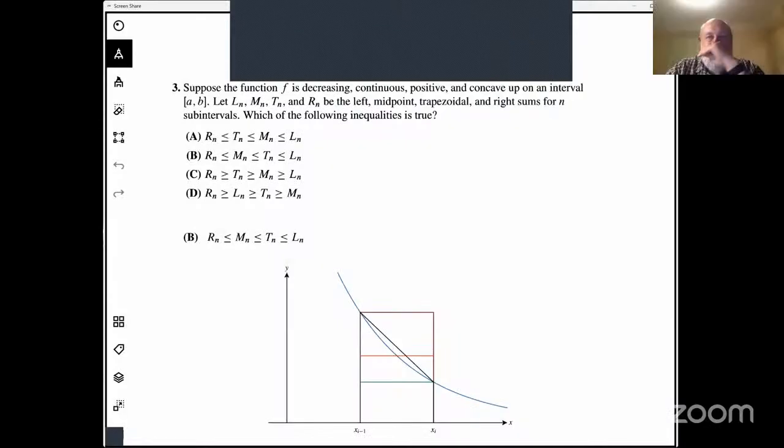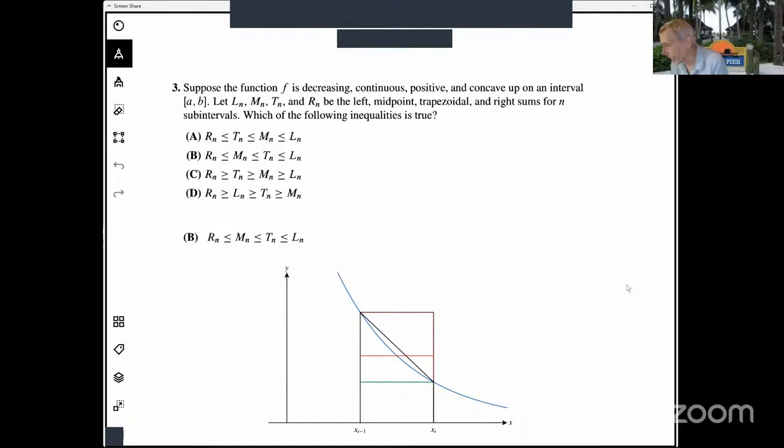Tom, I may need a little help on this number 3. Okay, I like this problem. So we have this function f, which is decreasing, continuous, positive, and concave up on this interval a to b. Those expressions, Ln, Mn, Tn, and Rn are the left, midpoint, trapezoidal, and right sums for n subintervals. So which of these inequalities is true? We want to place these values in an order.